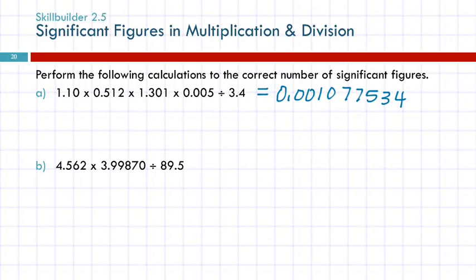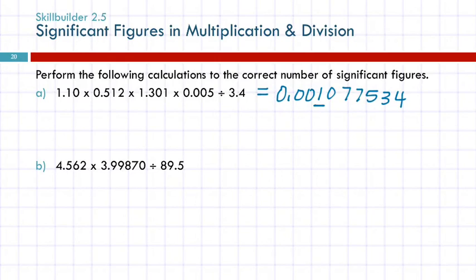The rules of sig fig say that we've got multiplying and dividing, so we're going to look for the number with the fewest significant figures. Do you have to go through and identify all of them? No, you just have to figure out the one with the fewest. What's the one with the fewest? What about this one? 0.005. How many sig figs in that? Just one, because leading zeros don't count. This one has one significant figure, so then my answer should have one significant figure. Leading zeros don't count, so the first digit is the 1.